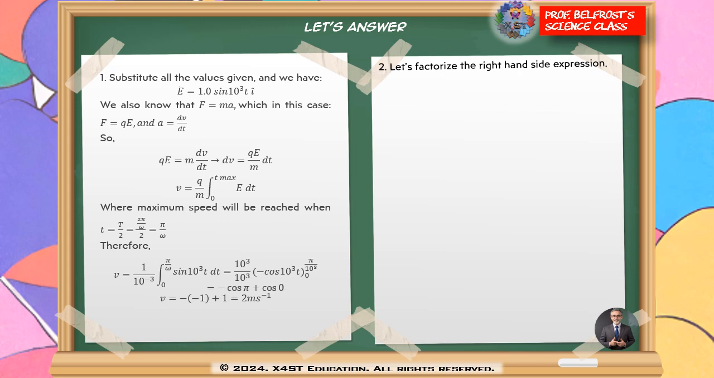Therefore, we can just substitute all the values given, and there it is. So we have v equals 2 meters per second. And that's the answer for the first problem.